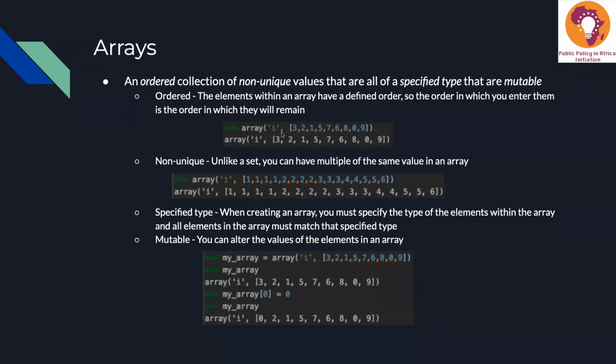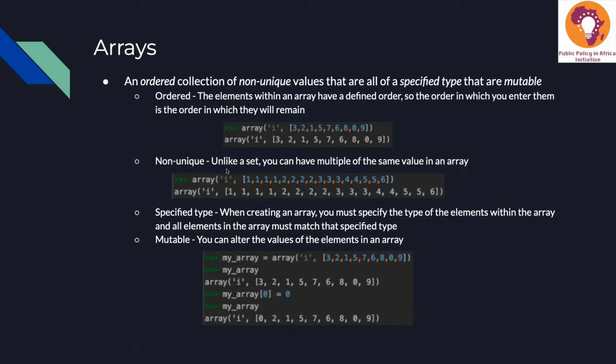So in this particular case, I create an array. I call the array function here. The first thing I pass in is an indicator of what the type of that array is. Here I'm passing an I, which indicates that everything within the array is going to be an integer. And then as the second argument, I'm passing a list. This is actually a list, just something wrapped in square brackets is a list on its own. Arrays have a function that you have to call. But here you'll see that I enter 3, 2, 1, 5, 7, 6, 8, 0, 9. And when it's echoed back to me in the Python console, I get the same exact order that I entered above. So the order is maintained.